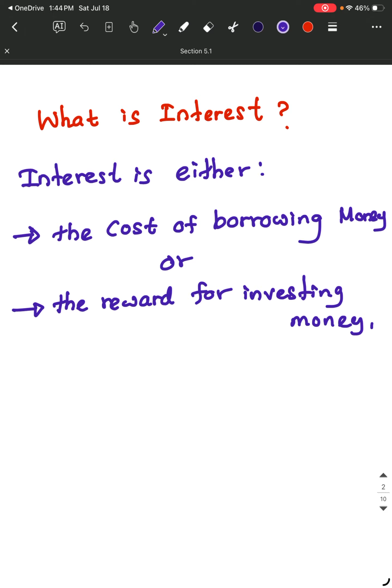Suppose you borrow money from a bank to buy a car. The bank lets you use its money, but in return you must pay interest. Now, suppose instead you deposit money into a savings account. Now the bank is using your money, so it pays you interest. In both situations, interest is being paid. The only difference is who receives it. Okay, so let's move forward to see the financial vocabulary.